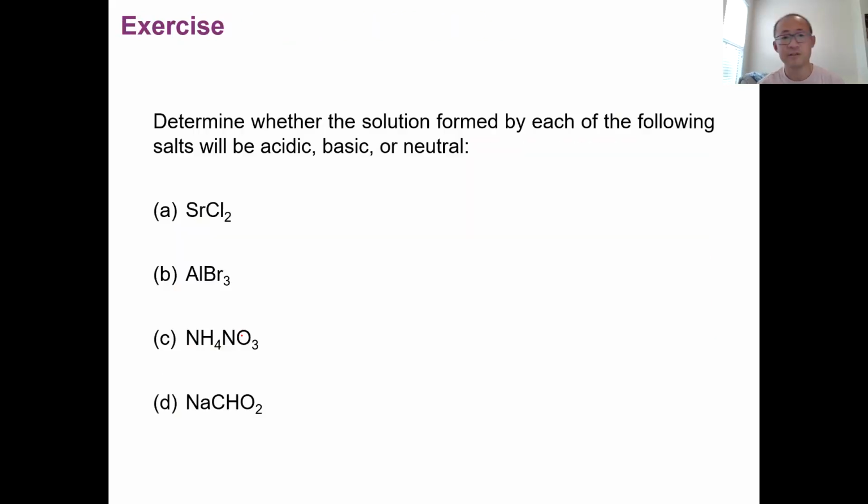Here are some practice problems. I want to go over one or two with you, and then you take a look at the others and see if you understand. Let's take a look at the first one, strontium chloride. Like I said, the positive ion, strontium, came from the base. So you add OH to the strontium, you get the base, strontium hydroxide.